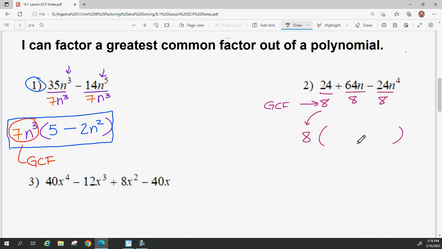Inside the parentheses is going to be what I get when I divide the numbers by 8. So 24 divided by 8 is 3. 64 divided by 8 is 8. And that n is still there because I couldn't divide it out.